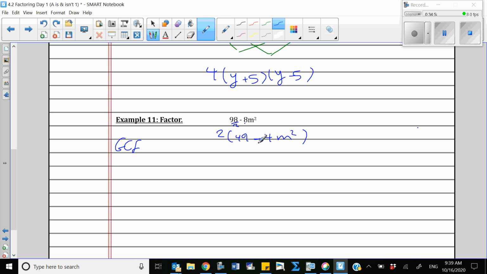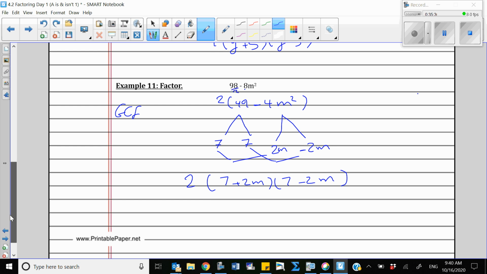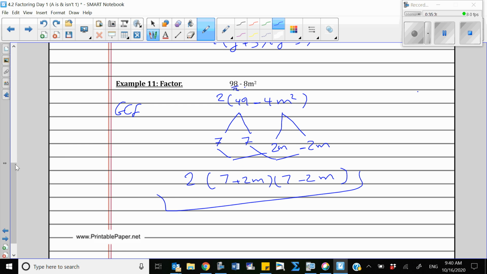Again, I have a difference of squares. So I'm going to write them like this. 49 is 7 times 7. And how about m squared? Well, 4 is 2 times 2, and m squared is m times m. Also, because I had a negative here, I'm going to put that on one of these two. Now I can write my factored form: 2 times 7 plus 2m and 7 minus 2m. And that's the factored form of my polynomial.